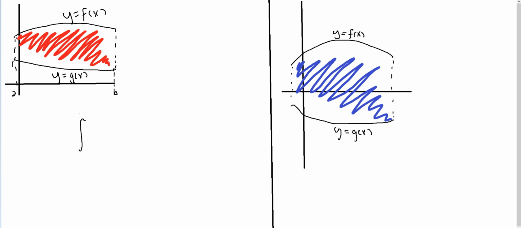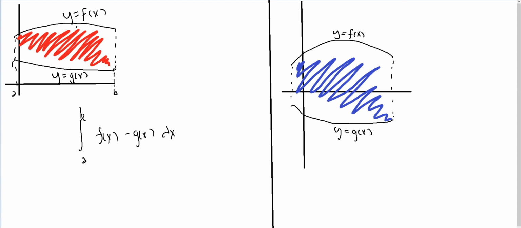The area between the two curves is the integral from A to B of the difference between the upper curve and the lower curve, dx. Now this makes sense because let's say we had a curve here and a curve here. We want to find the difference between the two curves in this region and integrate over it.